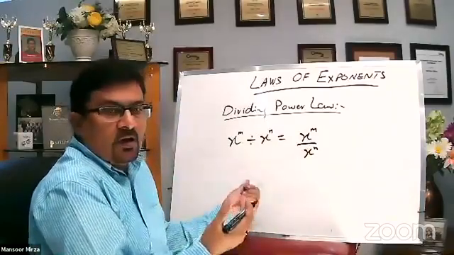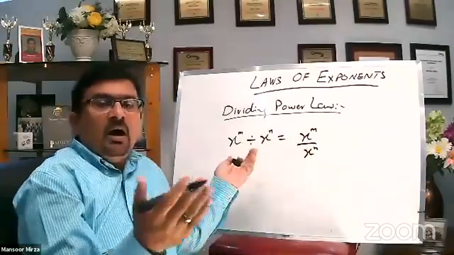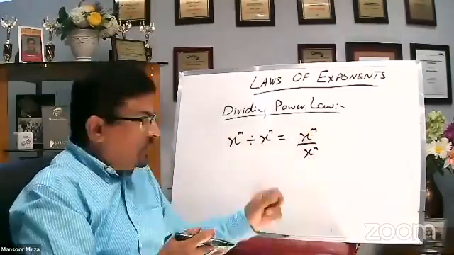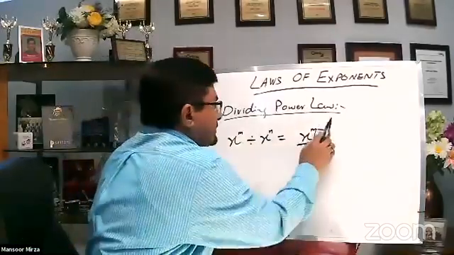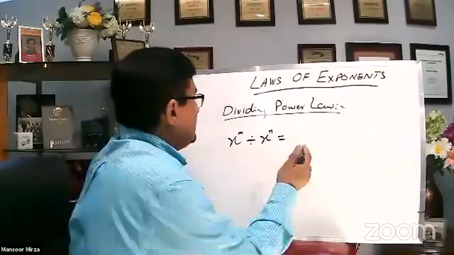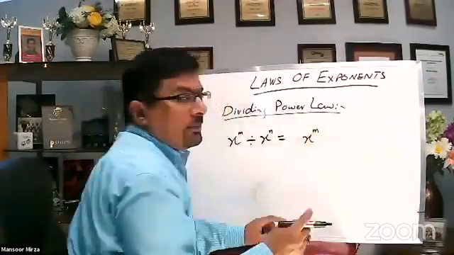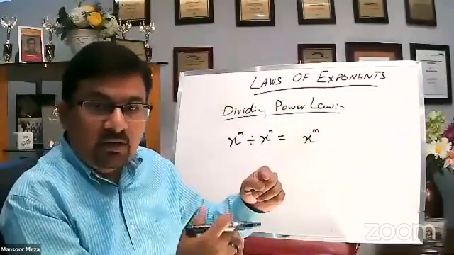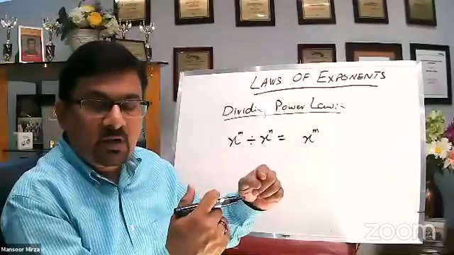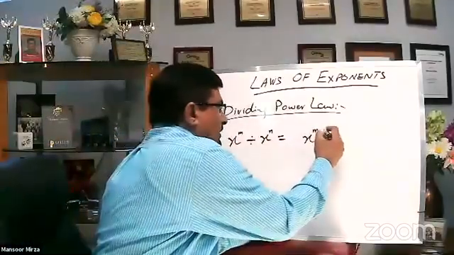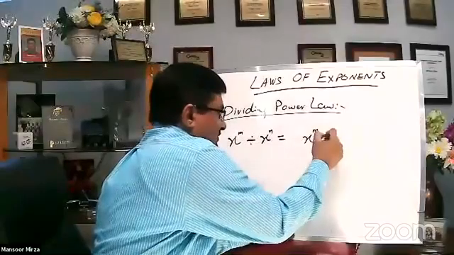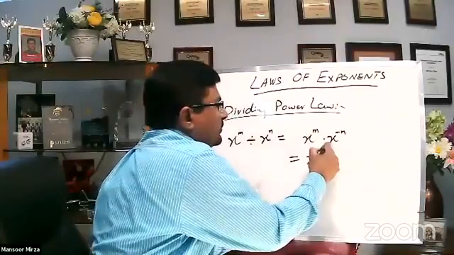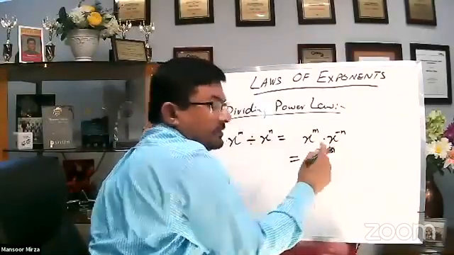But the purpose of explaining the dividing power law is how we solve these exponents with each other when the bases are the same. So instead of doing this, I prefer to write it this way. This would be x power m. Remember, when we are multiplying, the powers get added. When it's division, the dividing exponent's power gets a negative sign. So we can convert this to minus n, and because the bases are the same, we can write m minus n.